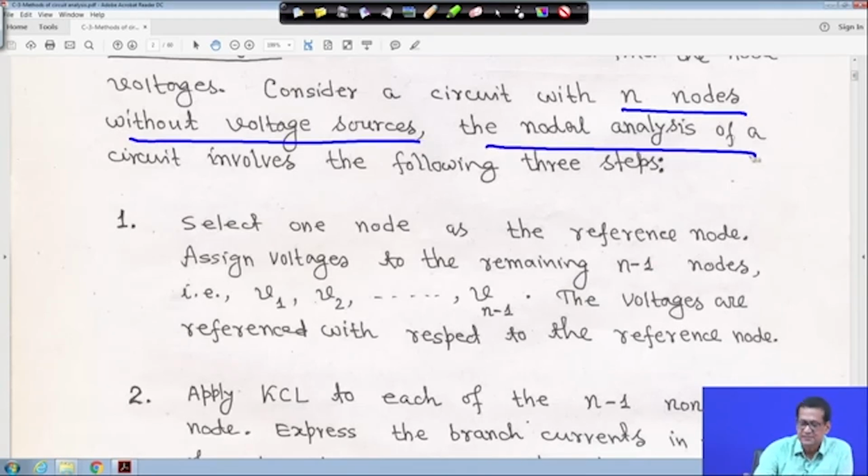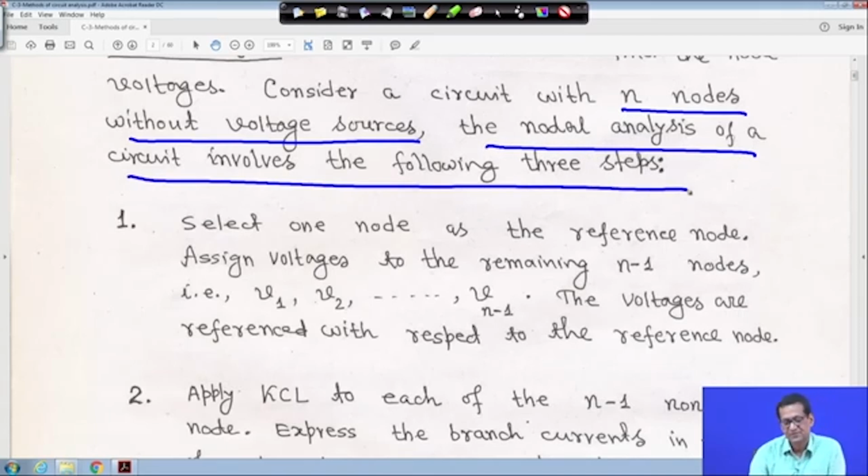The nodal voltage analysis of a circuit involves the following 3 steps. First, select one node as the reference node, that is called the datum node. The potential of the reference node we will take as 0, unless it is specified otherwise. Then you have to assign voltages to the remaining n minus 1 nodes, V1, V2 up to Vn minus 1, because one node is the reference node. The voltages are with respect to the reference node. So this is step 1.